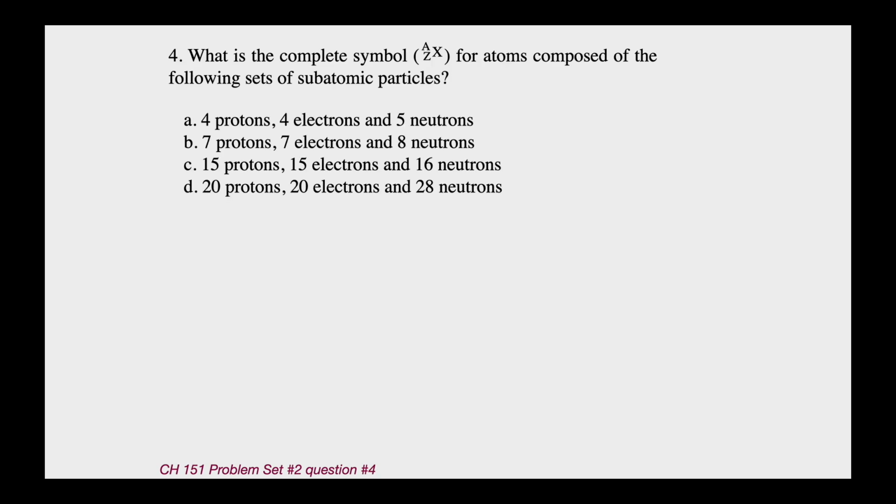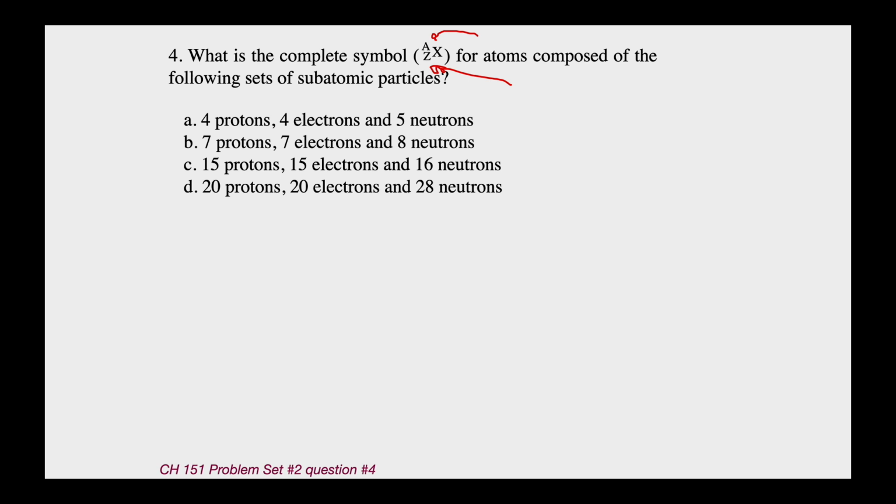Let's figure out the right symbol for atoms with these sets of subatomic particles. All right, so in the symbol, Z right there, that's the atomic number, and that represents the number of protons. And the A right there represents the mass number, and mass number is protons plus neutrons. Electrons, we're going to see, influence the charge on the atom, and that would go in the upper right-hand corner of that little symbol, which is not something we're talking about right now. So on this problem, we're mostly interested in the protons and the neutrons.